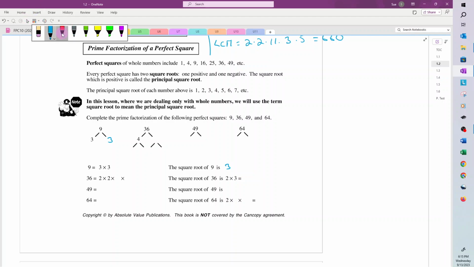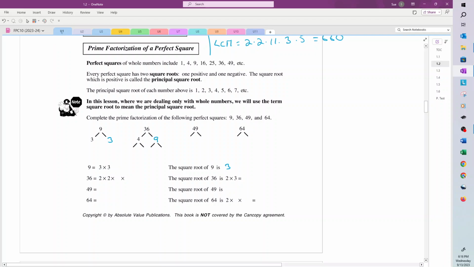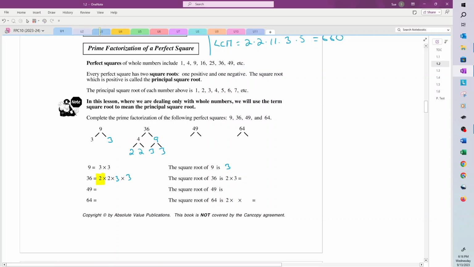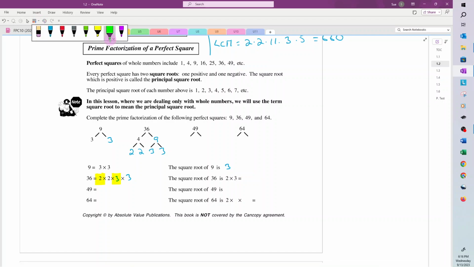For 36, if it's divided by 4, I have 9. And then 4 is 2 times 2, and 9 is 3 times 3. So I come down here and I write out the prime factorization of 36. That's 2 times 2 times 3 times 3. And if I look at this, I can see that I've got a 2 and a 3, and I have another 2 and a 3.